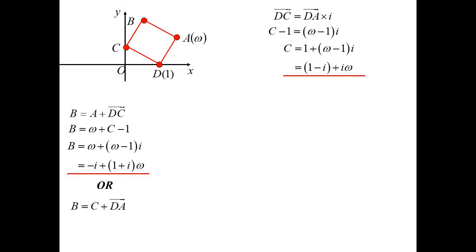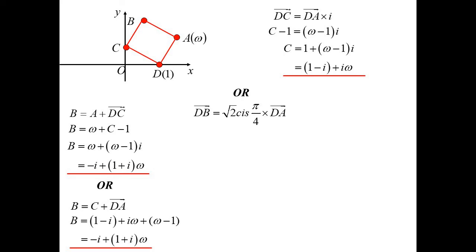Now, of course, another way I could have done it. I could have said, well, to B, I'm going to add the vector DA to the point C. Well, the point C we worked out previously. So that's 1 minus i plus i omega. I'm going to add the vector DA, head minus tail, so I get omega minus 1. And if I play around with that, I get the same answer, you'll notice. So I could have done it that way.